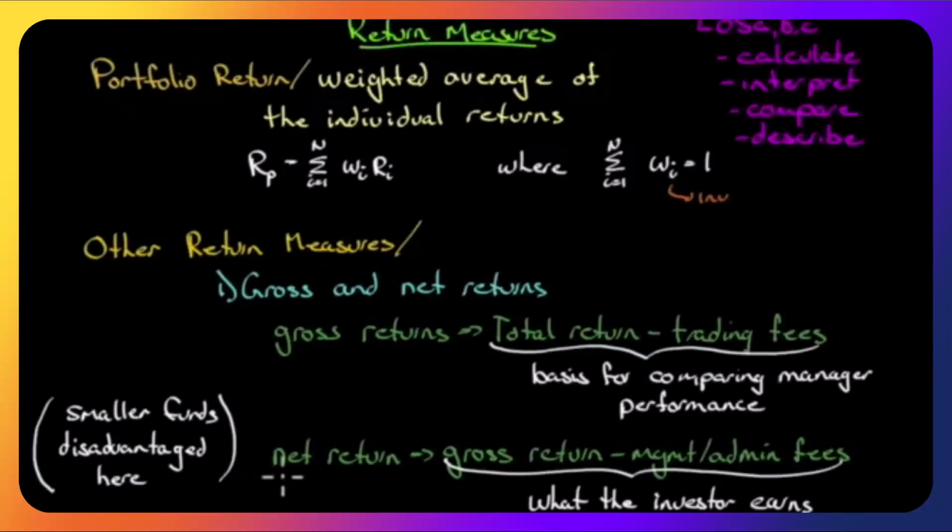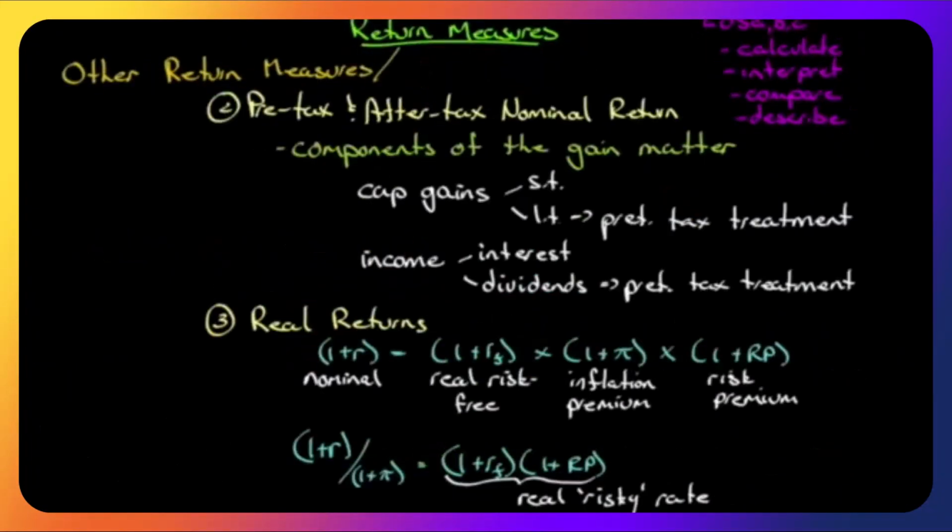More assets under management will start to pull the net return closer to the gross return, because all of the fees will become not that important as you get more and more money under management, right? We'll continue on with some other return measures here. The pre-tax and after-tax nominal return. And this is a little bit more important than you might at first think.